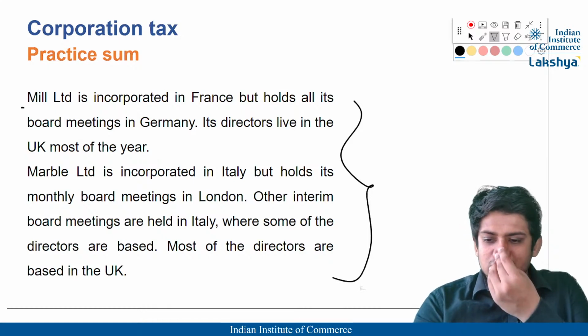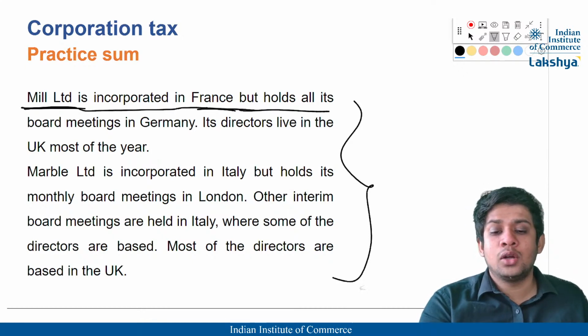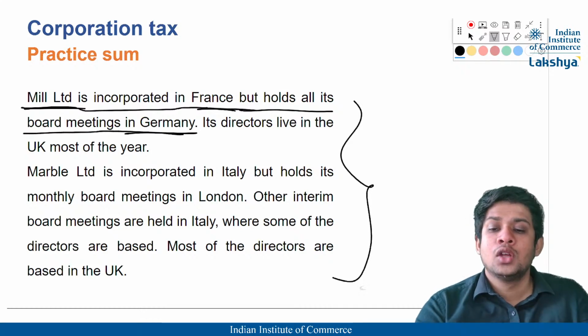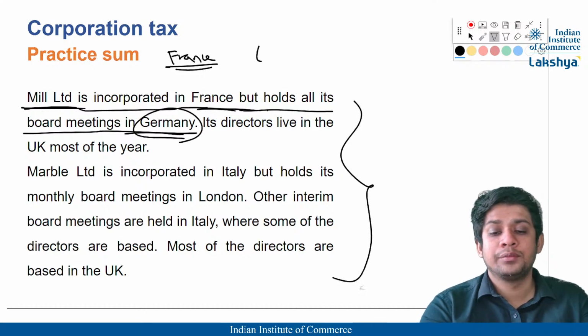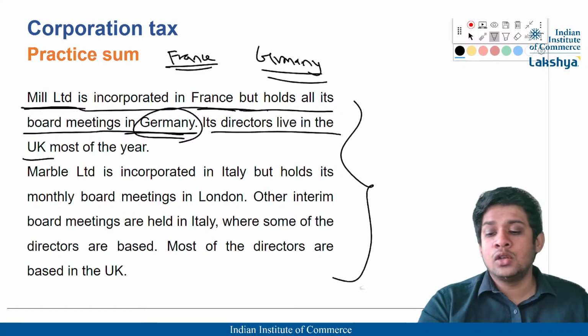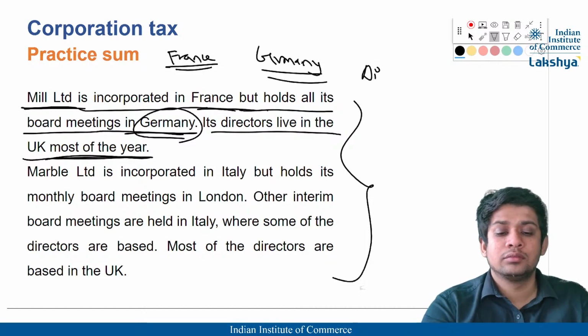Now, Mill Limited is incorporated in France but holds all of its board meetings in Germany. So this company is incorporated overseas, because it is not incorporated in the UK, it is incorporated in France. And its general meetings are held in Germany. That is also overseas, right? Its directors live in the UK for most of the year.